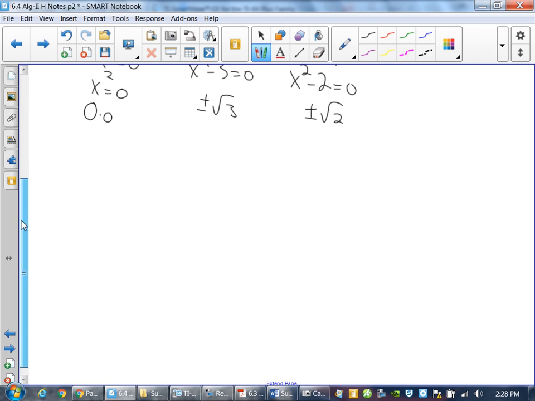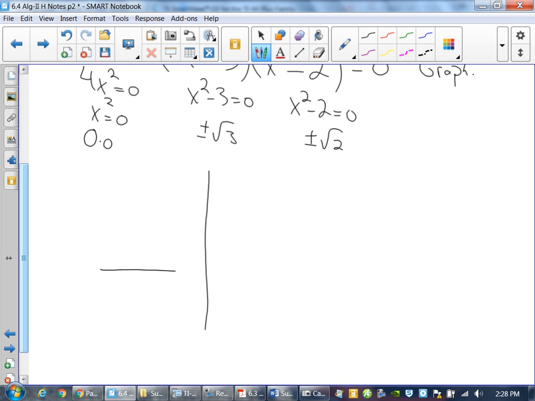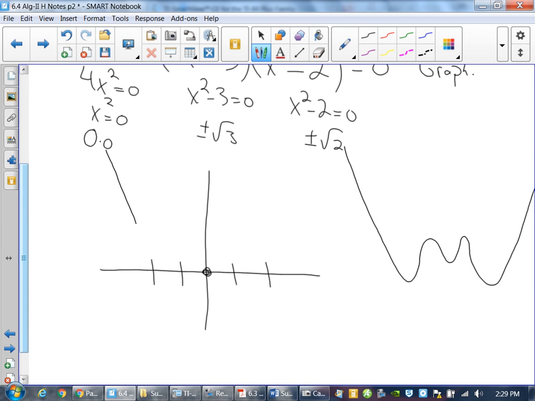And I have zeros. This is actually kind of cool. I have positive or negative root 3, positive or negative root 2, and 0. So it's going to look like that. Why? Because tails are up, up, so it's going to go down, change direction, come up, change direction, touch at 0 and change direction, go down, and go back up. It has to look like that.